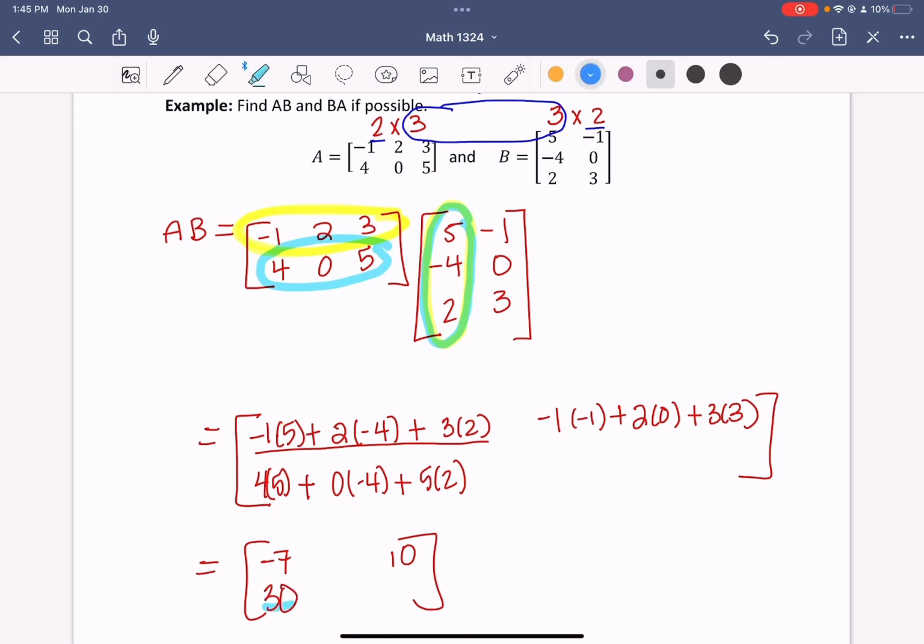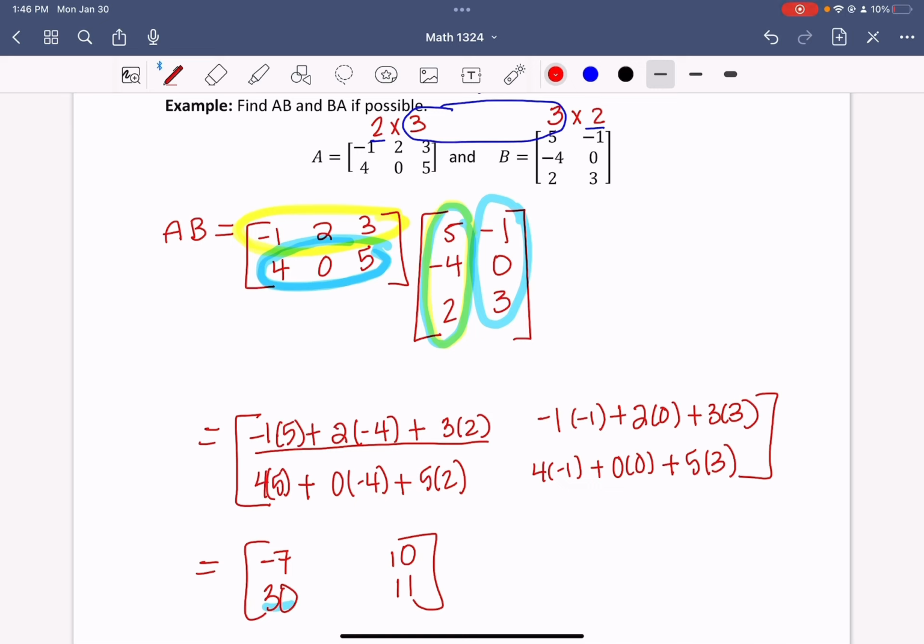Then again, you'll take this bottom row times your next column. So that would be 4 times negative 1 plus 0 times 0 plus 5 times 3. Add that all up in your calculator, give you a total of 11.